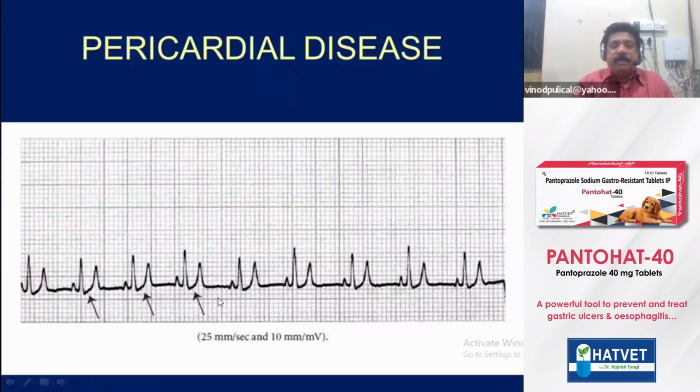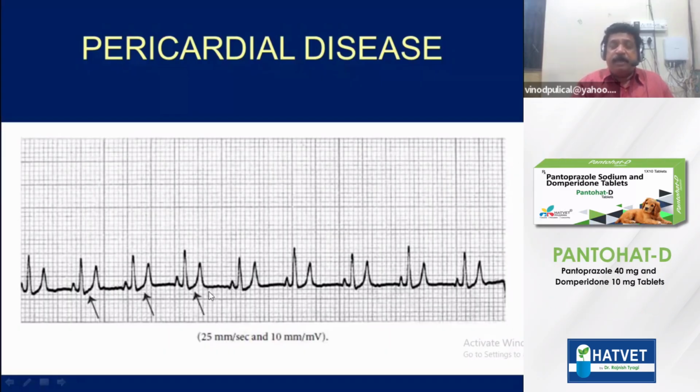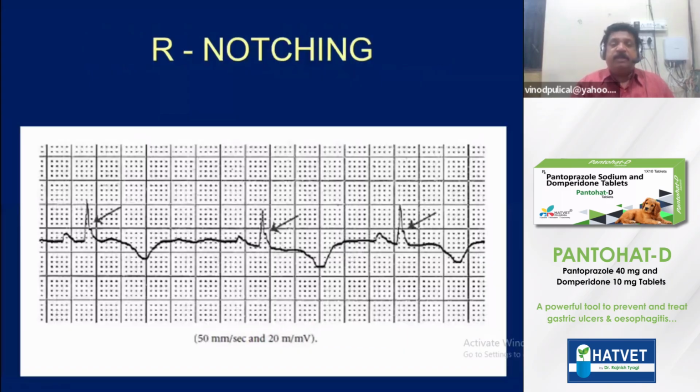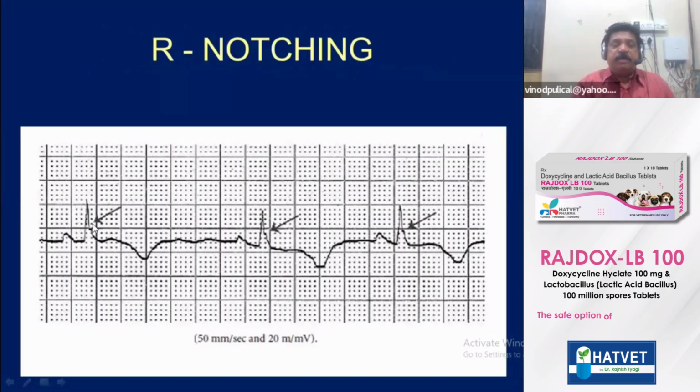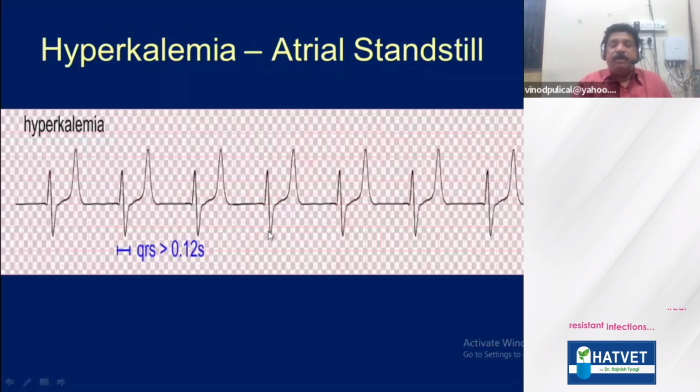Again, in pericardial diseases, along with the normal P waves, normal QRS complexes will be there, but peaked R waves and peaked T waves will be there. That's a clear ECG pattern in pericardial disease. And R wave notching, sometimes we can say as Wolff-Parkinson-White syndrome, can happen in some left ventricular hypertrophy. In left ventricular hypertrophy, R wave notching can also happen.